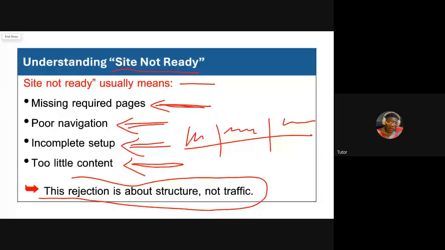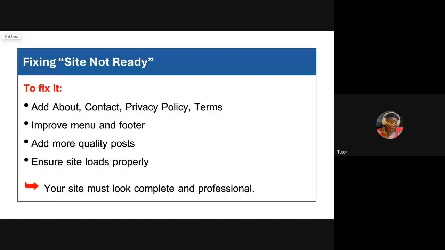So once you receive this type of feedback, it means you should go back and complete your site. Make sure that the pages are complete. Make sure that the navigation is good and perfect. Make sure that the site setup, content structures, and other setups are complete. And make sure that you have sufficient content. And once you confirm those things and get them right, you can go back to apply and you get approved immediately.